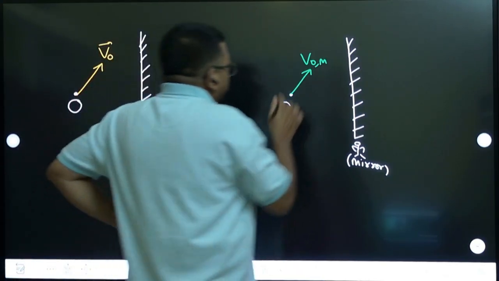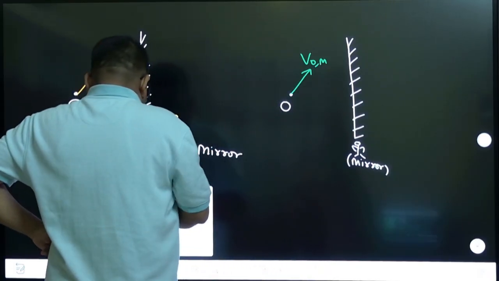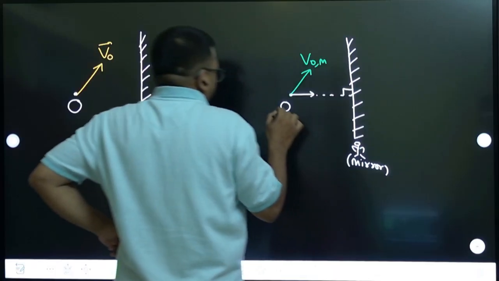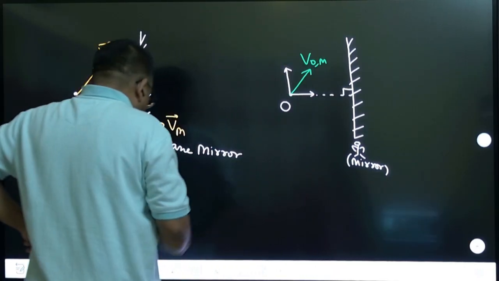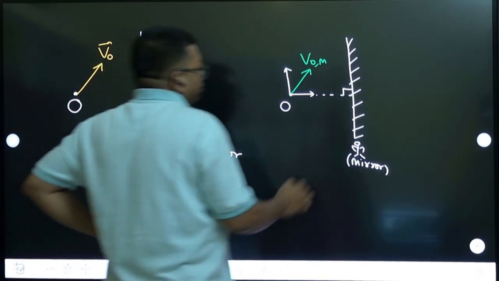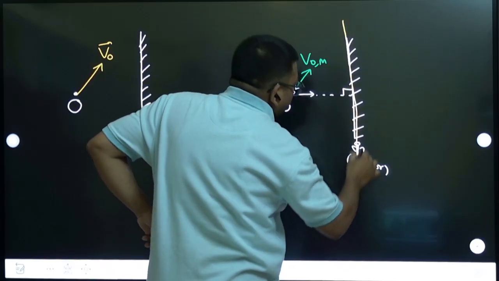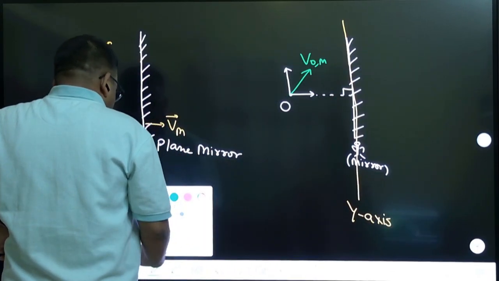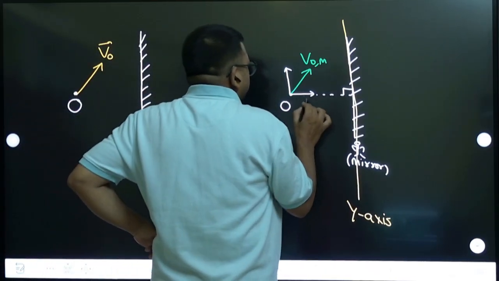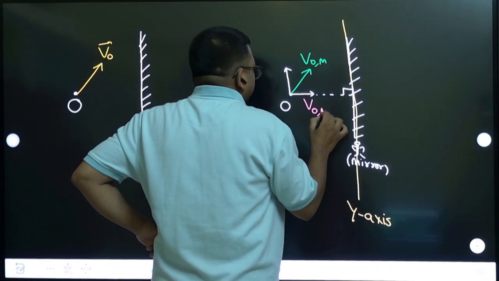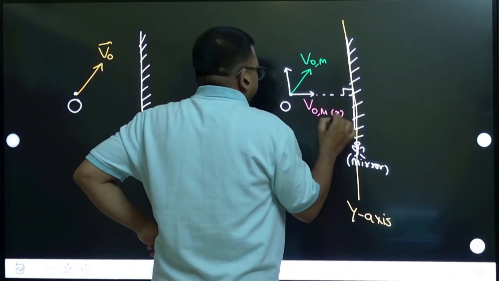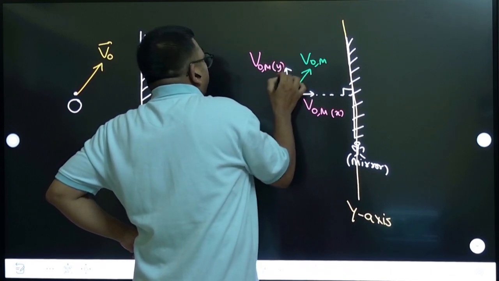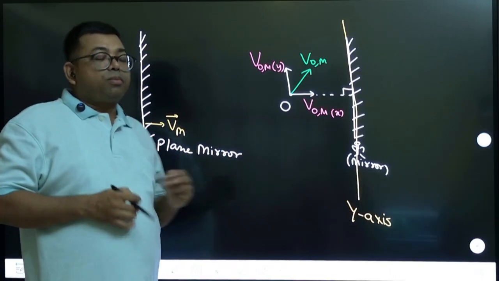Once you calculate it, it will have two components. One component will be perpendicular to the mirror, and another will be parallel to the mirror. Let us call these the x and y components, and assume that the mirror is along the y axis. So perpendicular to the y-axis means the x-axis. This is the velocity of the object with respect to mirror along x, and this is the velocity of object with respect to mirror along the y-axis. These two components you will calculate.